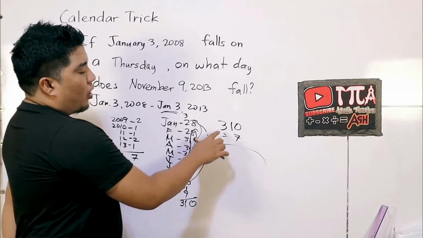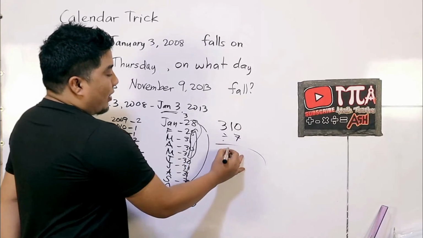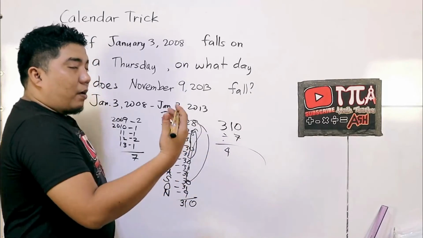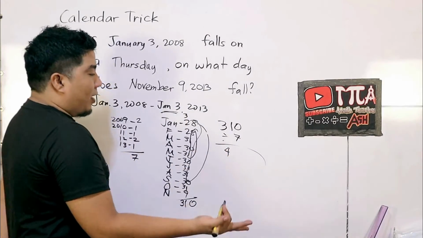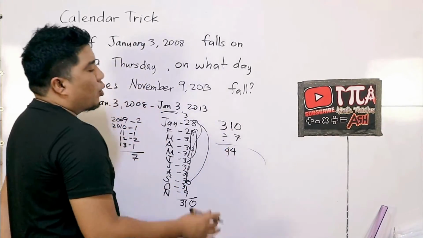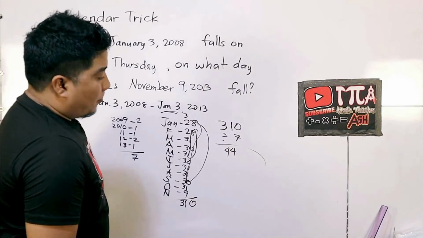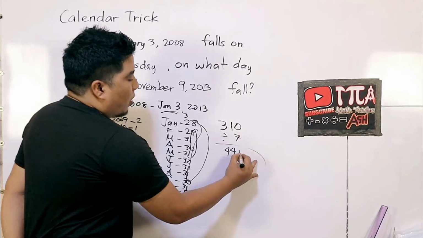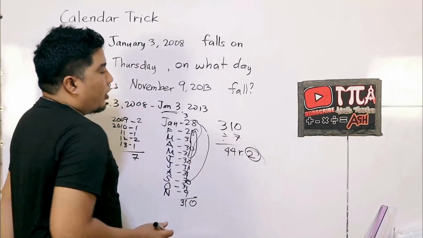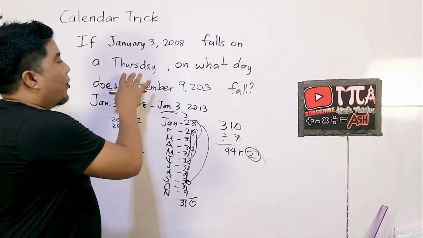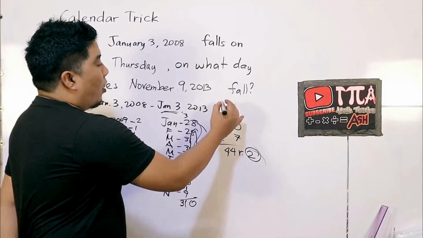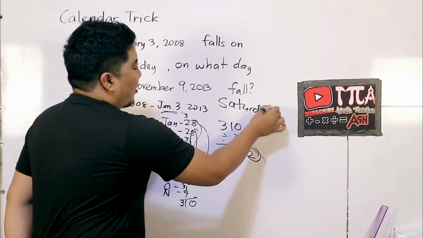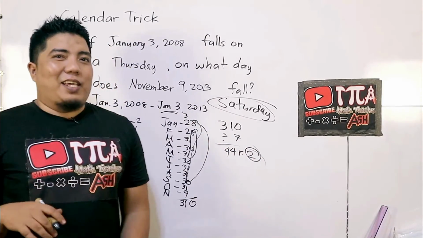Okay? So, 31 divided by 7, that is basically 4. That is 28. 31 minus 28, you still have 3. So, 30, you still have 4. So, another 28. So, 30 minus 28. So, you have a remainder of 2. Therefore, 2 days after Thursday, that falls on a, very good, Saturday. So, the final answer is Saturday.